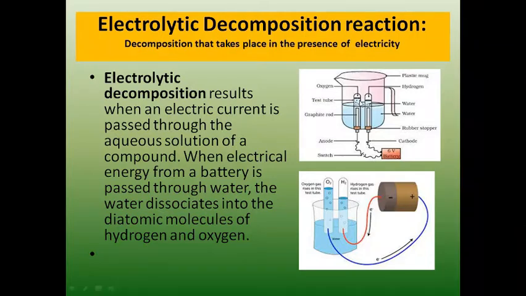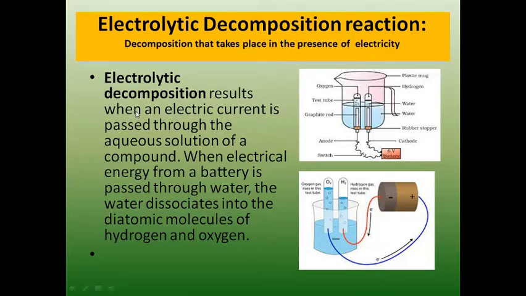Now, when the burning candle is brought near the mouth of the left test tube, here it is shown, the candle starts burning brightly. And we all know that oxygen gas makes things burn brightly. So the gas collected in the left test tube over positive electrode is oxygen.